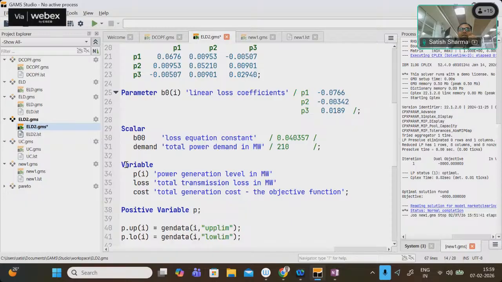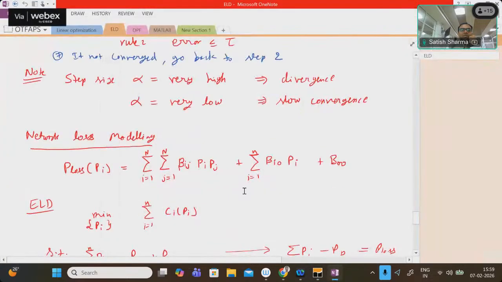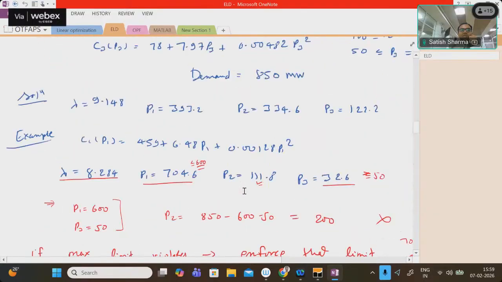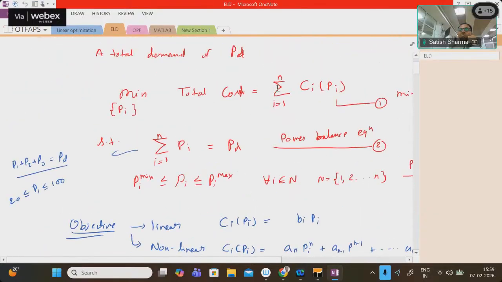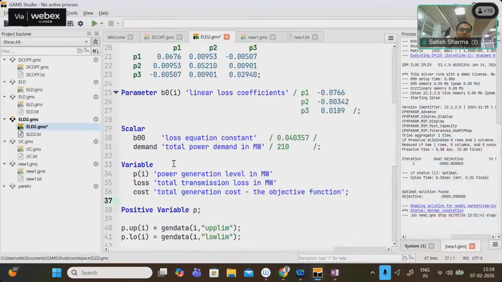After that, we will simply write down the variables. So the variables I have defined are the cost. You can see here as well, in the formulation, that we have defined cost equals this value. So cost is also defined as a variable, as it will depend upon the decision variables. Losses will also vary with respect to our decision variables, and P is obviously power generation, so that is also a variable. So these three variables are defined, and out of which P is defined as a positive variable.